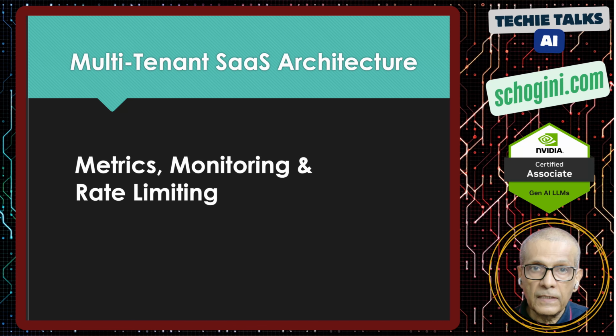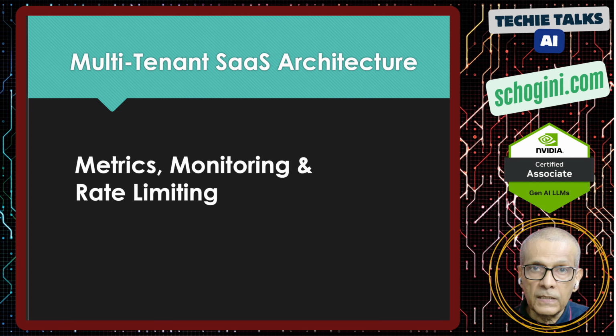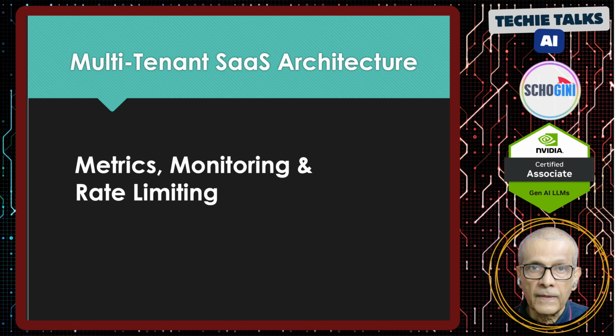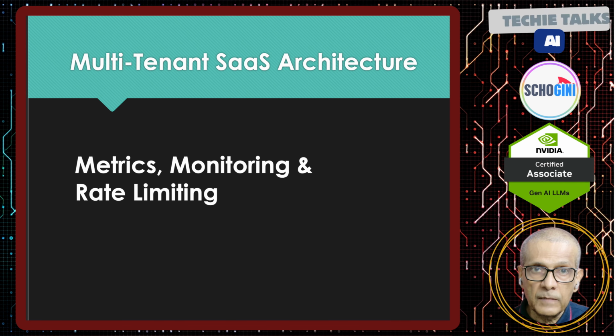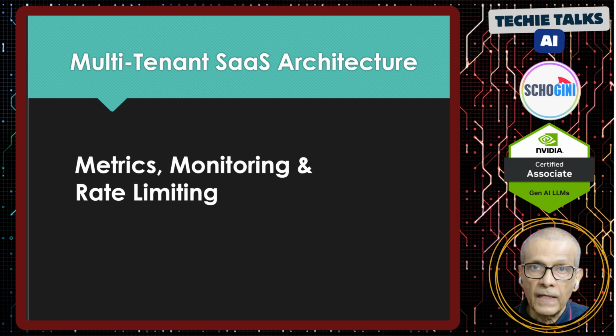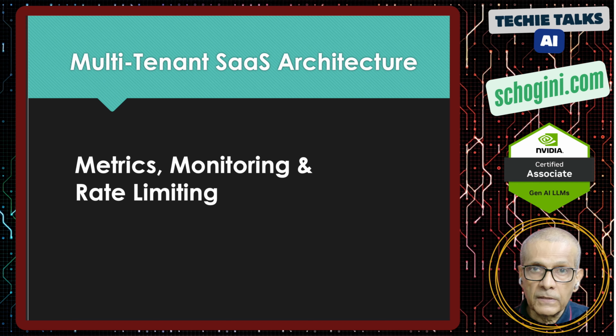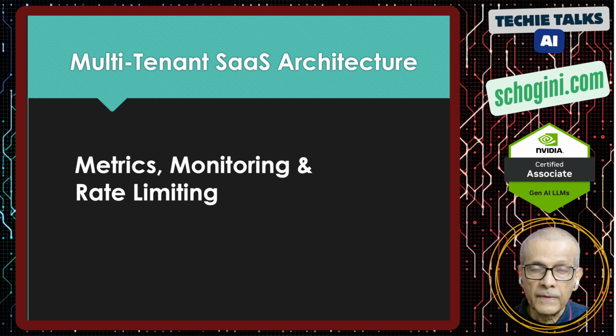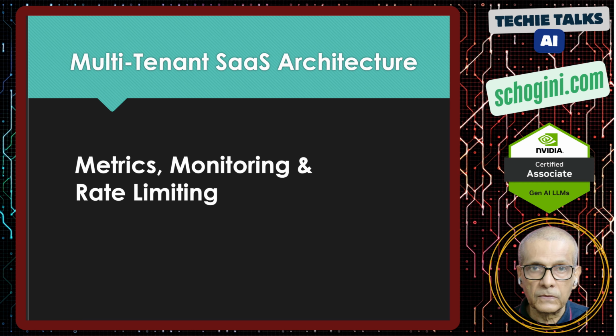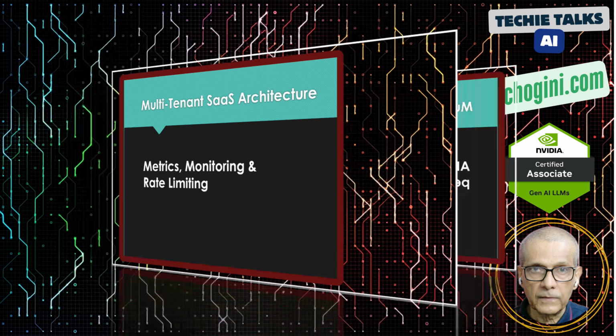Metrics monitoring and rate limiting. Integrate Prometheus and Grafana to visualize per tenant performance and usage. Add Redis-based rate limit to ensure fairness and prevent abuse. Real-time monitoring makes your SaaS self-aware and self-healing. We have covered several videos on rate limiting, but we will also see in this context how we can include rate limiting in subsequent videos. So remember to stay tuned.